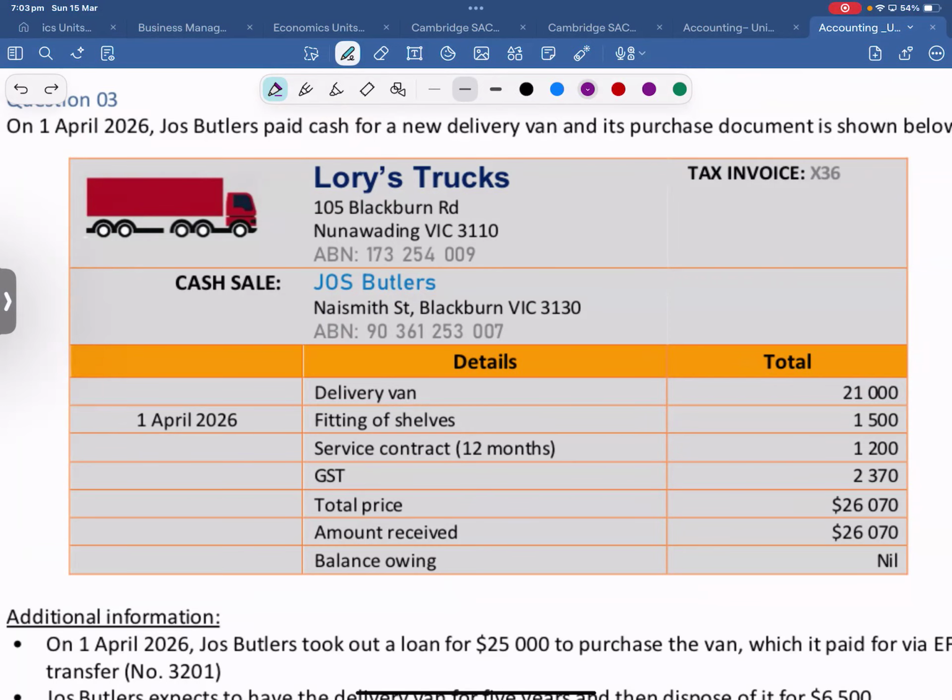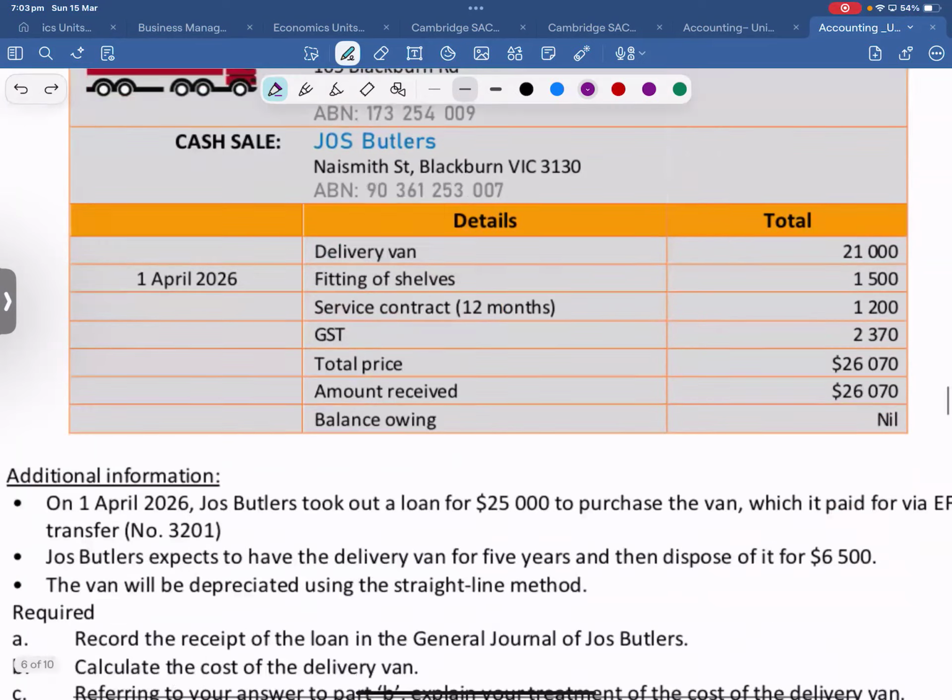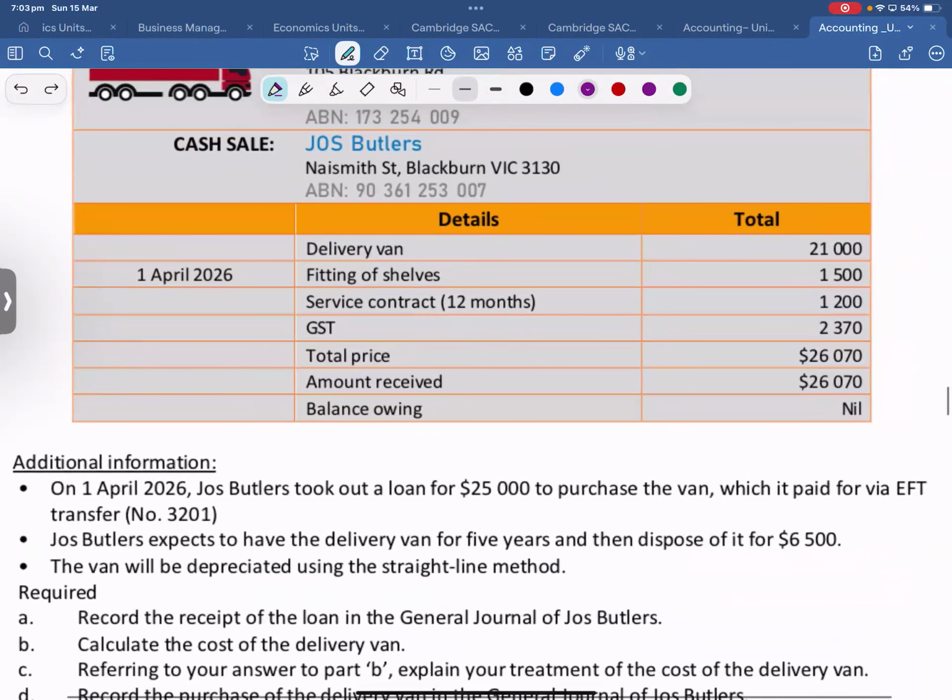Does dispose here mean residual? Dispose means what, guys? Sell. Dispose means actually you get rid of it, but in our study design, dispose means you sell it. Sell it, or there is another option called trading, which we are going to do later.